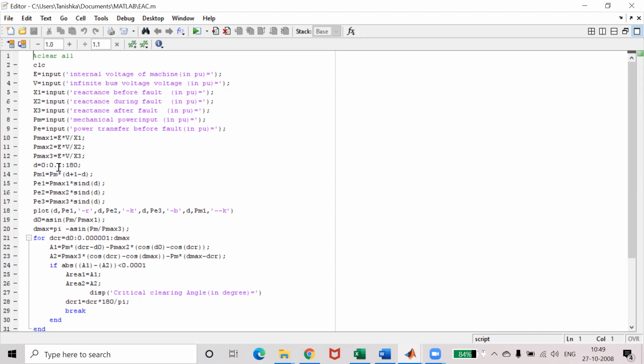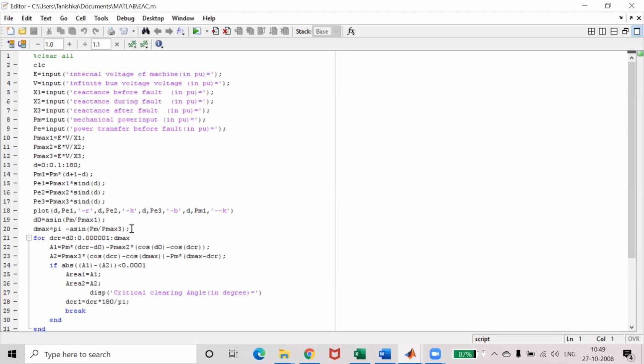Once you find this, you have to plot the graph, that is delta between 0 to 180 degree. What is the maximum angle? The maximum angle is 180 degree. Now, from this formula, simply find out the electrical power P1, P2, P3, that is before fault, during fault, and after fault. Once you find this, use the command to plot the graph. Graph of what? Graph of power angle and electrical power. So P1, P2, P3: three graphs should be formed as an equal area criteria.